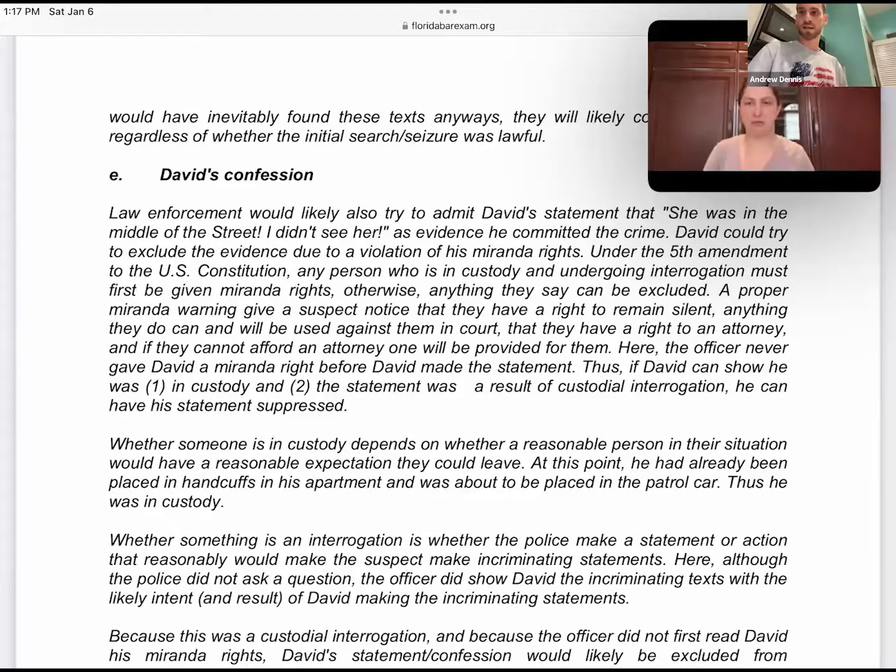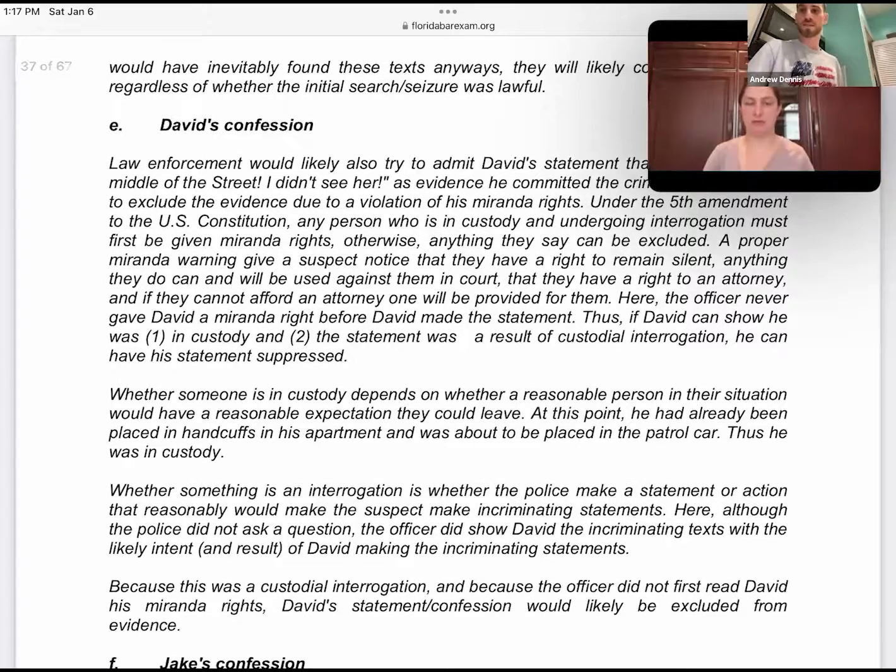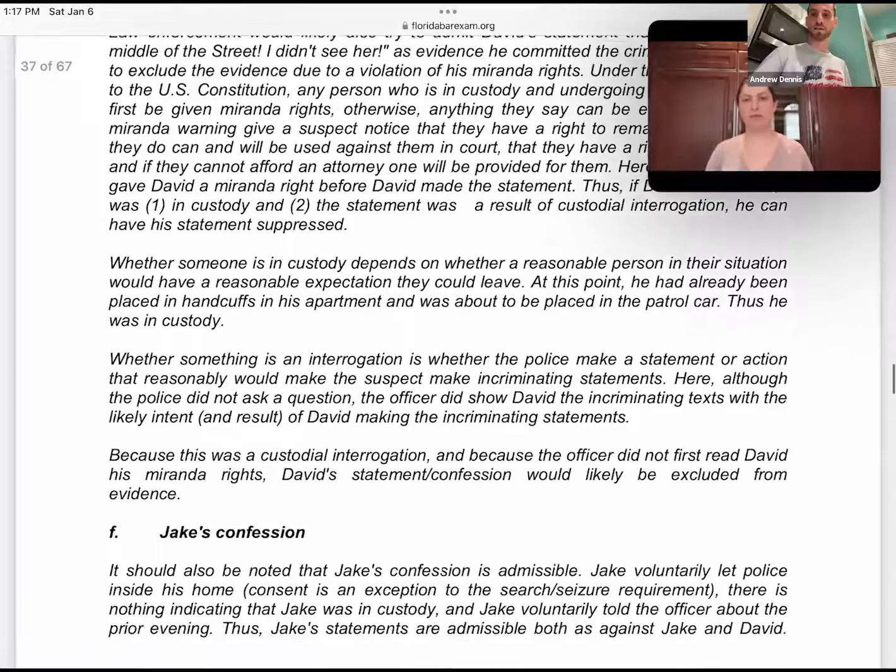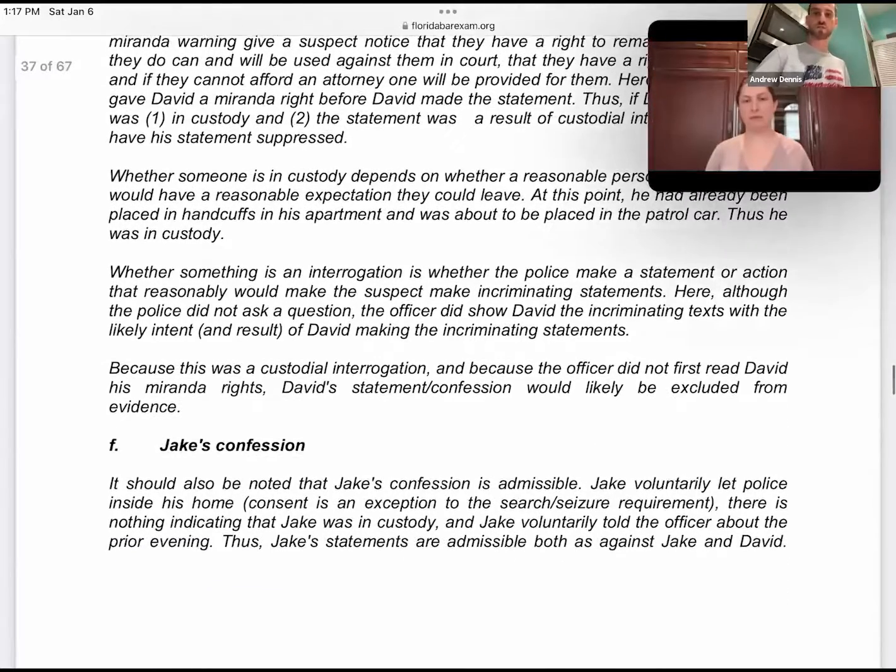Here, it doesn't seem like he got his Miranda rights. So if he can show he was in custody and the statement was a result of custodial interrogation, he can have it suppressed. Whether someone's in custody depends on whether a reasonable person in their situation would have a reasonable expectation they could leave. At this point, he had already been placed in handcuffs and was in the car, thus he was in custody. Whether something is interrogation is whether police make a statement or action that would reasonably make a suspect make incriminating statements. Although they didn't ask him a question, they put the text in his face, which made him make the statements. Because this was a custodial interrogation, and because the officer did not first read David his Miranda rights, David's confession would likely be excluded from evidence.